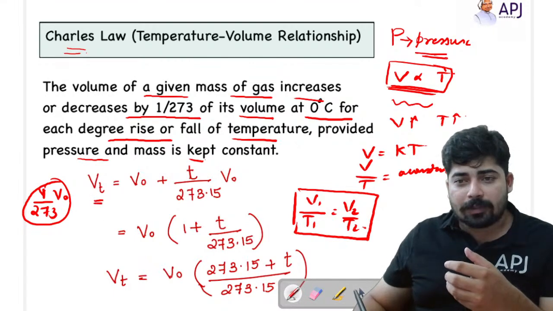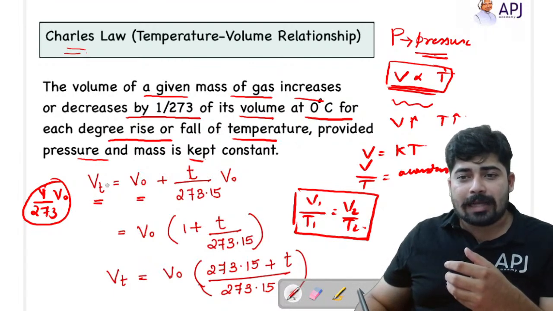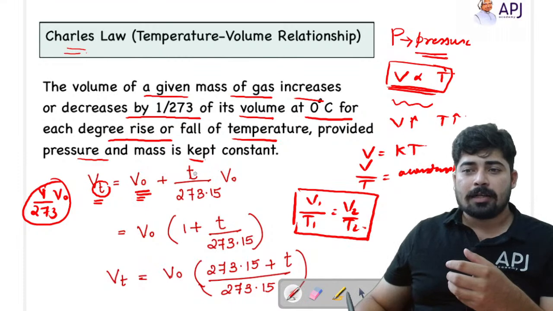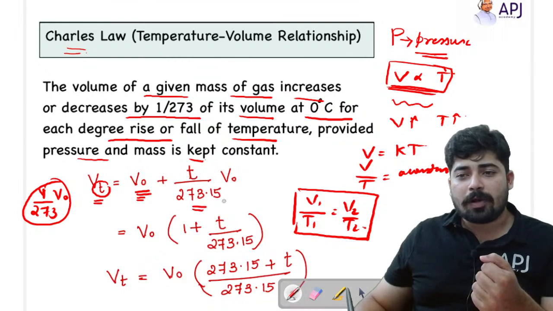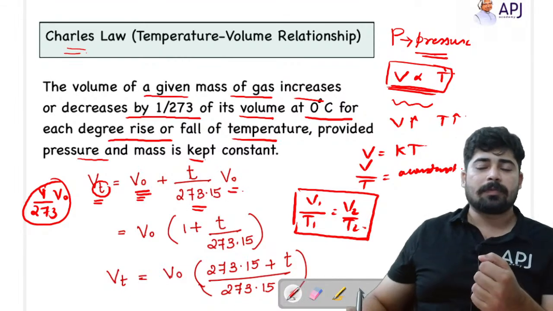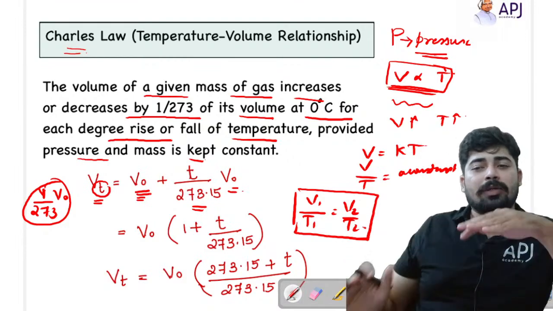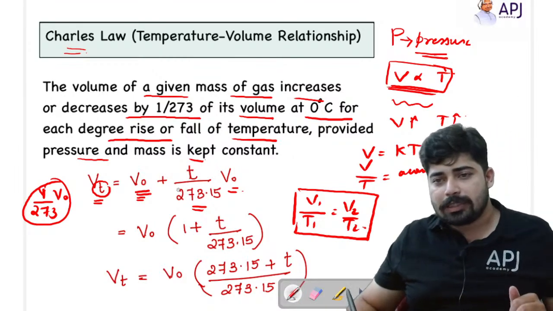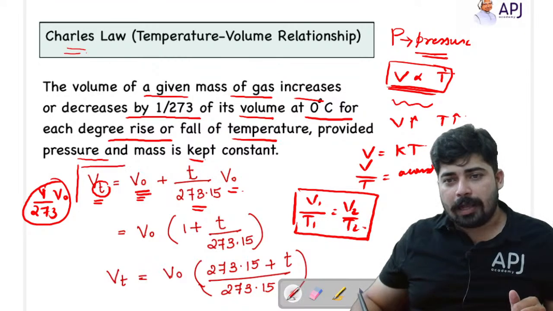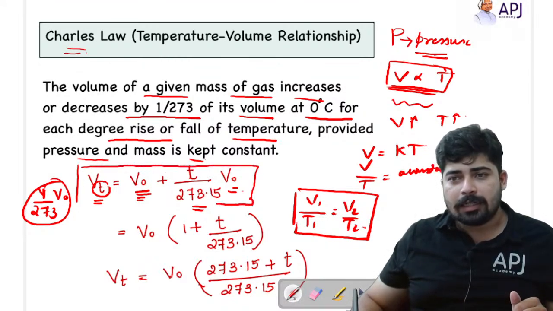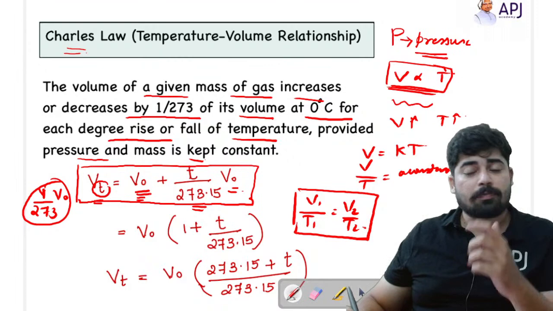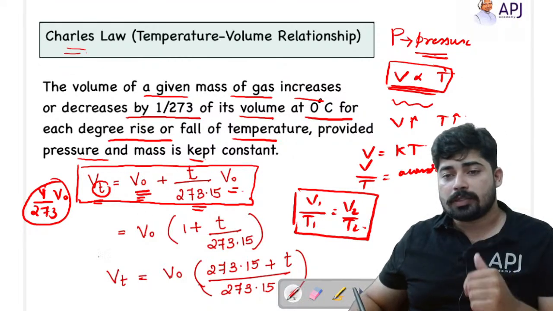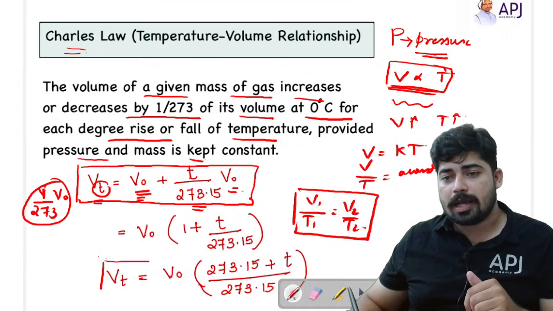So that's what I have written here in formula. The volume at T temperature is equal to initial volume plus T by 273.15 times initial volume. That is the total increase in volume as you increase the temperature. So this relation you have to learn by heart. Vt is equal to V naught, that is the initial volume, plus T by 273.15 into V naught.